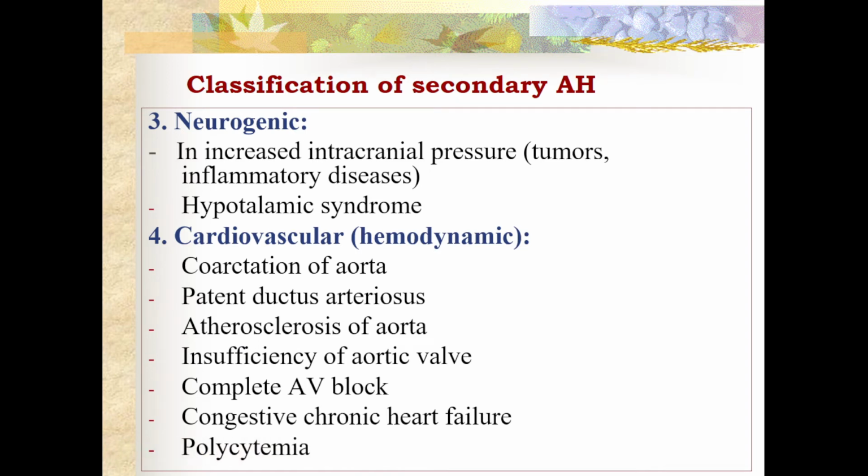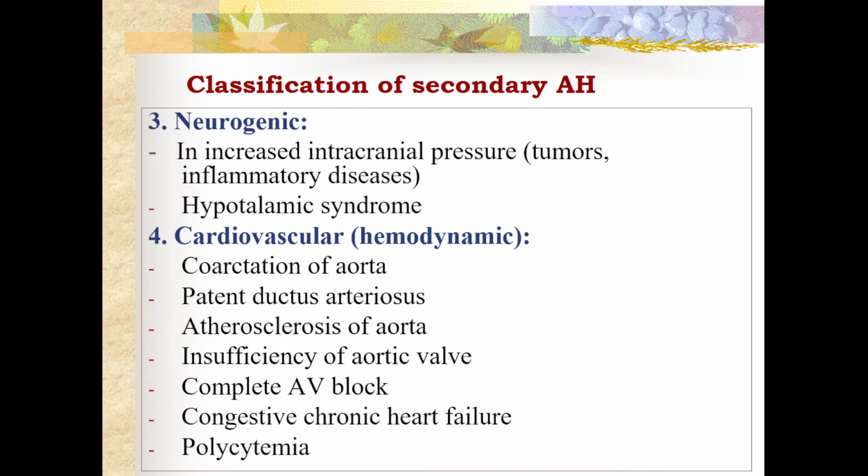Third group of diseases which can cause secondary arterial hypertension, neurogenic. Neurogenic diseases, increased intracranial pressure, tumors, inflammatory diseases, meningitis, arachnoiditis, encephalitis, severe trauma can cause arterial hypertension. Hypothalamic syndrome, the same, can cause arterial hypertension.